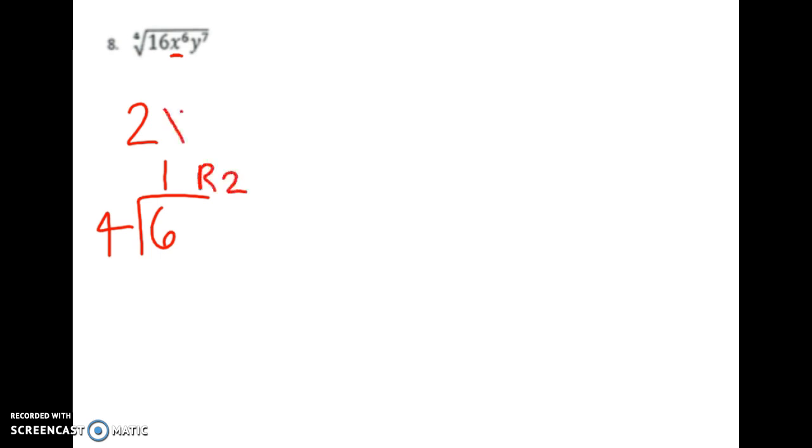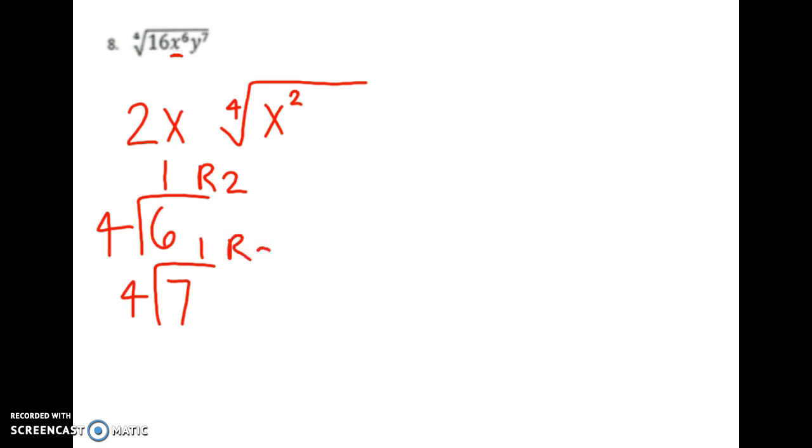So with that, we can pull out 1x. We have our 4th root here. And that remainder 2 stays inside. So our x squared stays inside. Same with our y to the 7th. We take our 7 and divide it by 4. 4 goes into 7 1 time, and we have a remainder of 3 this time.